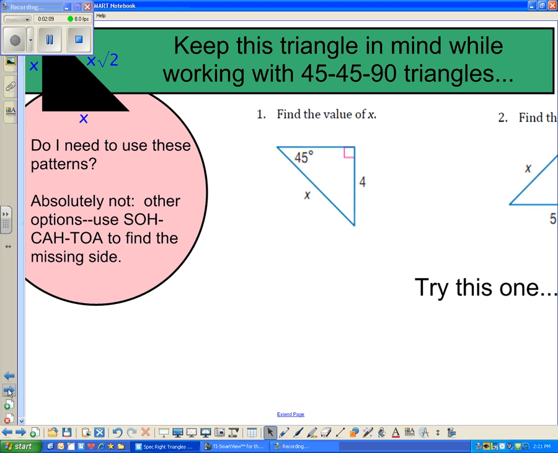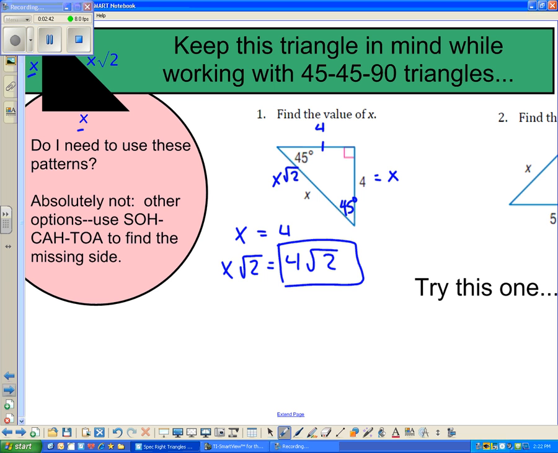So in example 1, you have a 45-45-90 triangle. You know that this angle is also going to be 45, and that means that this side is also going to be 4, which means that this side has to be x root 2. So if 4 is equal to x in my triangle, because that's my two sides, that means x equals 4. So x root 2 is going to be 4 root 2. That's my missing side length.